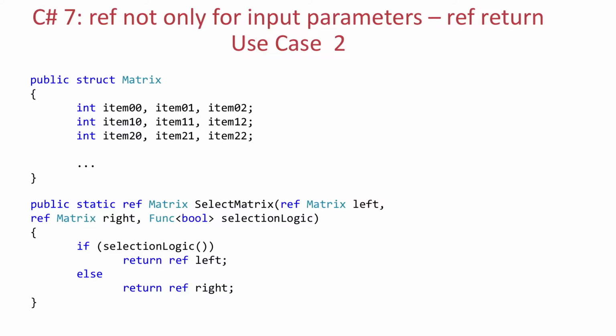ref keyword. Well, then it would be copied, and copying in this case means that all 9 matrix elements would be copied. Thanks to the ref keyword, we don't copy the matrix, we just return a reference to it. Now the size of a reference to this matrix struct is definitely smaller than its value. In the next demo, we will measure the performance difference of the matrix demo with and without ref return.